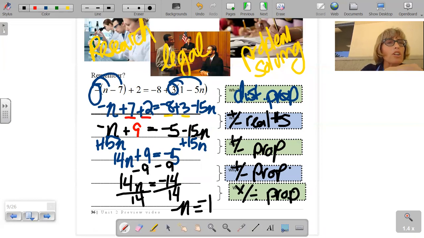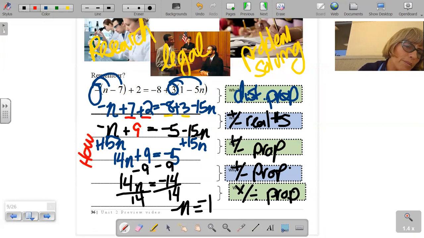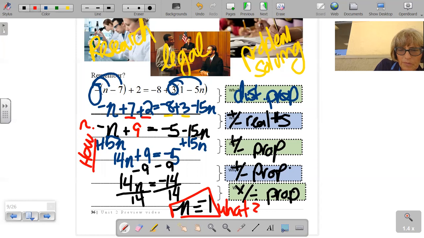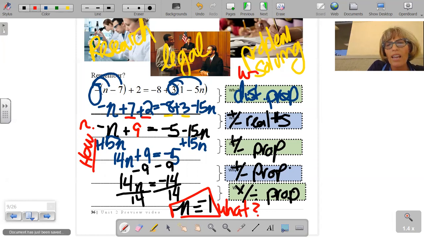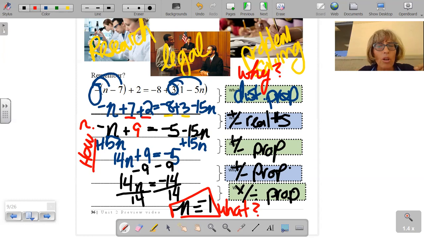So this actually was a proof. We have the how here. What is the answer here? And then we have the why, the reasoning. Why is this mathematically legal on that side? That is what's called an algebraic proof. Today, we're going to transfer that same concept to geometry.